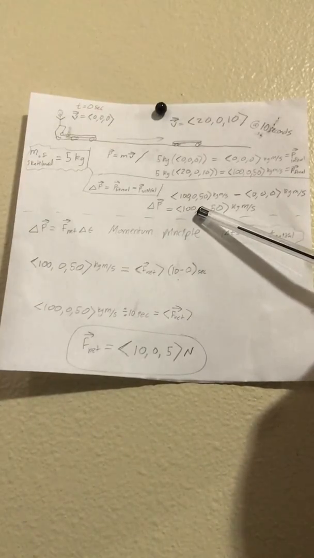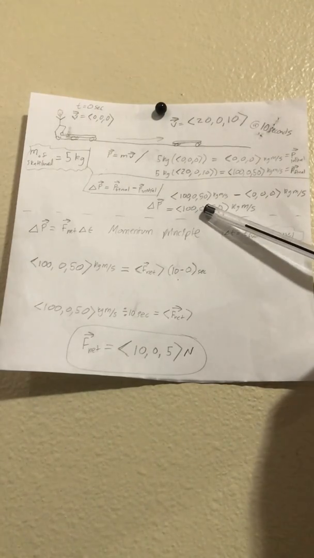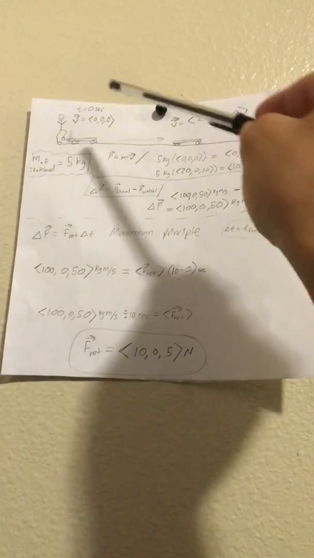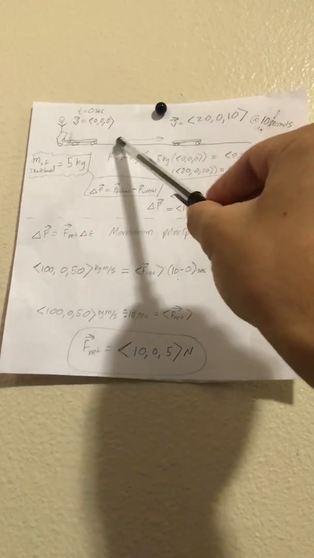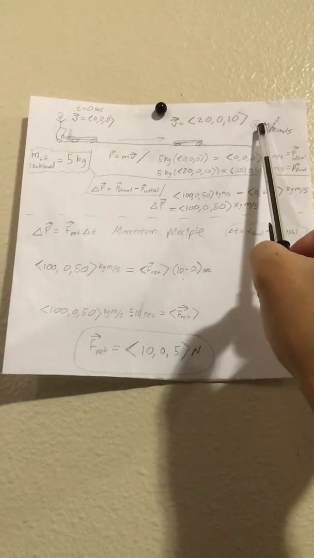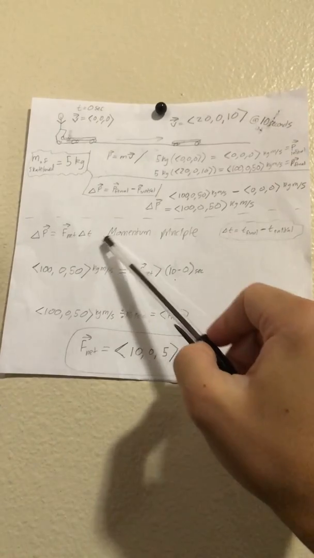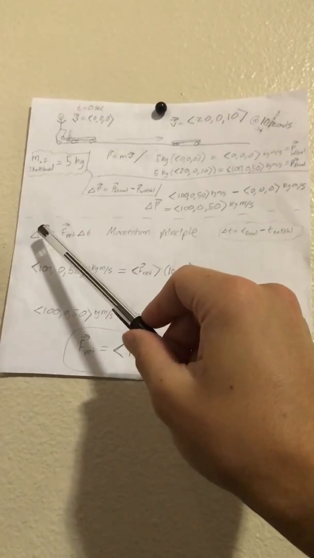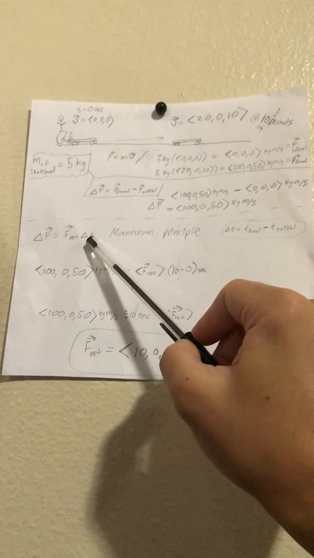Now that we know the change in momentum, what we want to figure out is the net force of this kick, how much force is going to need to be behind it to make the skateboard reach this velocity at 10 seconds. To figure this out, we use the momentum principle that says the change in momentum is equal to the net force times the change in time.